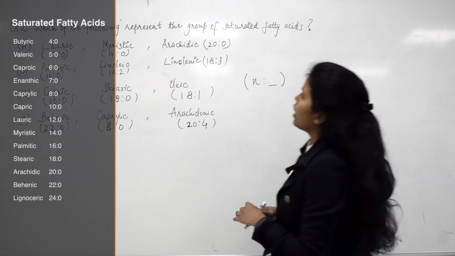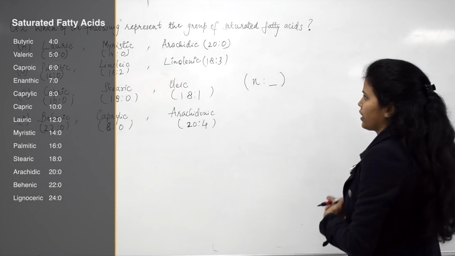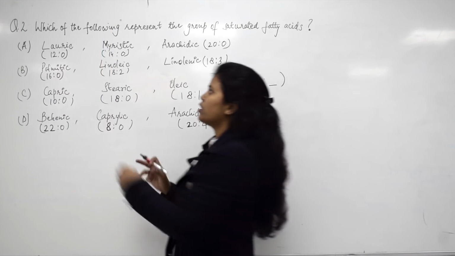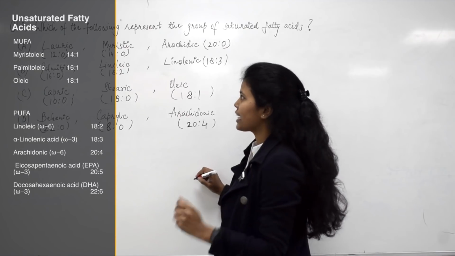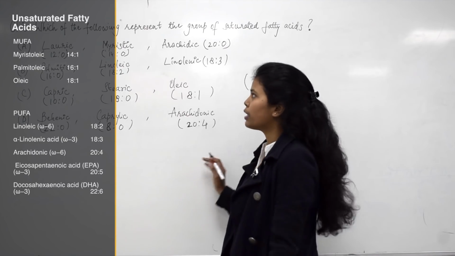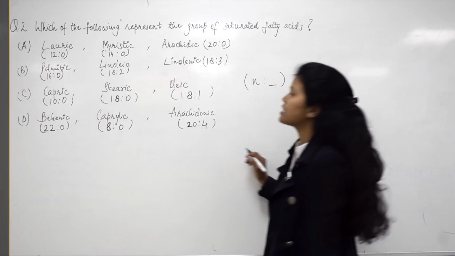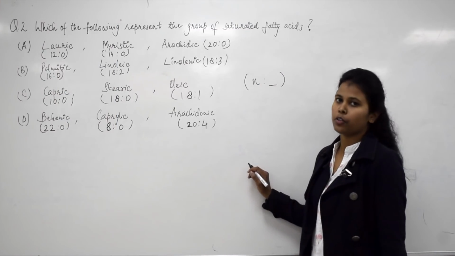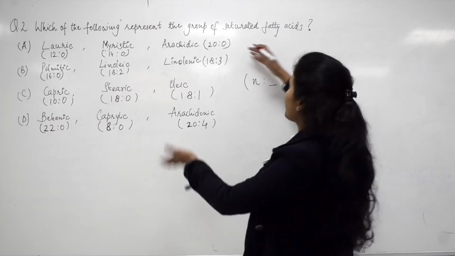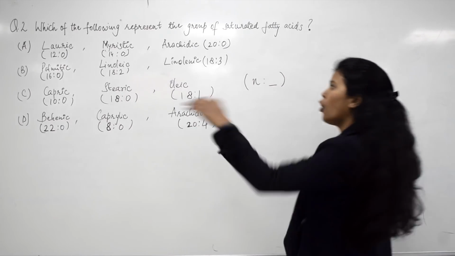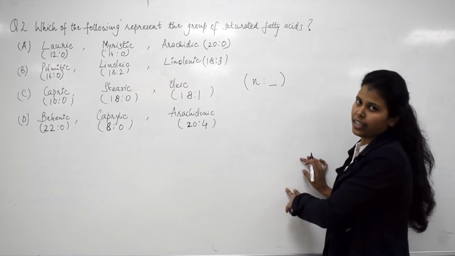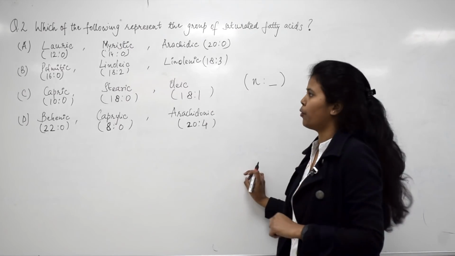Option A, lauric, myristic, arachidic. Lauric acid has 12 carbons and 0 double bonds or triple bonds. Myristic acid has 14 carbons and no double bond or triple bond. Arachidic acid has 20 carbons without any double or triple bond. So here at the very moment we have got our correct option, option A, which has all the fatty acids being saturated fatty acids without any double bond or triple bond.